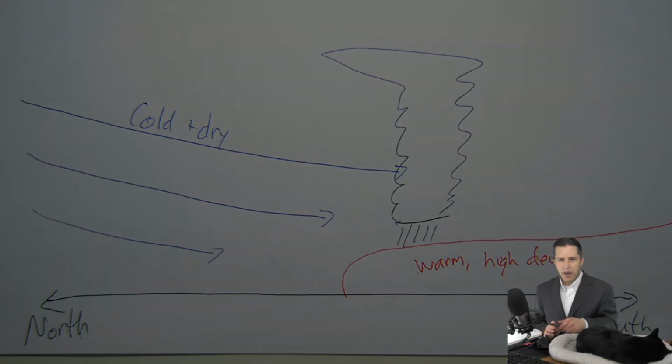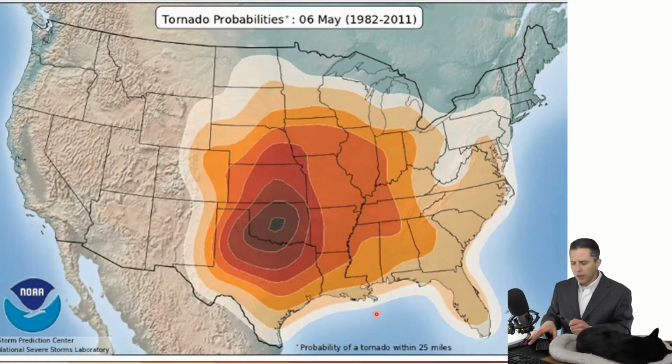So if I go back to this map, I can imagine I've got warm, humid air from the Gulf of Mexico coming from the south. I've got cold, dry air coming from the north. They kind of meet up in here. So why doesn't it happen over here?